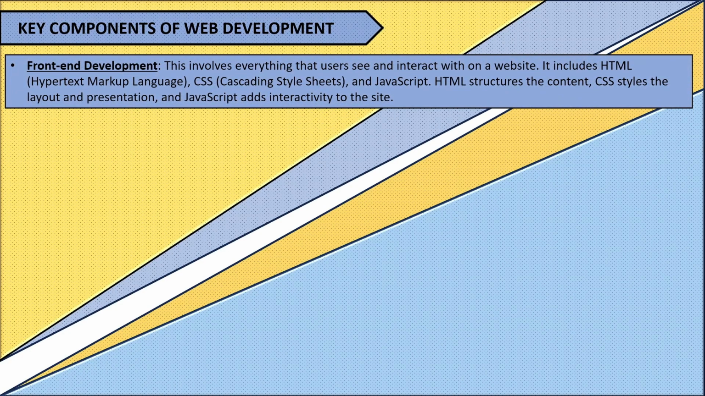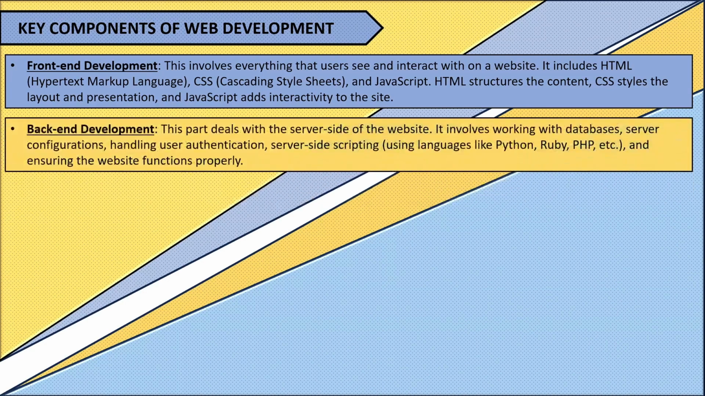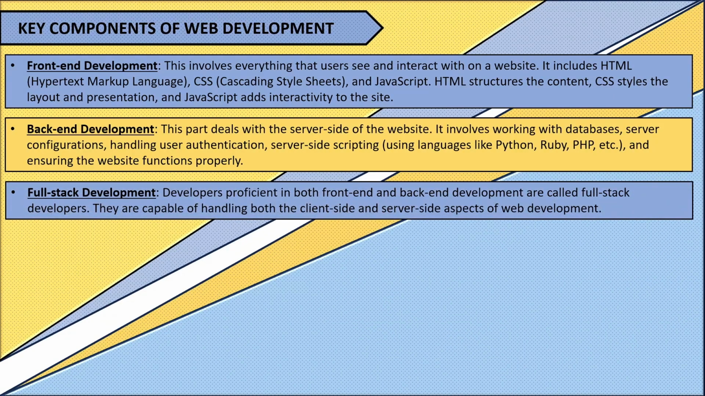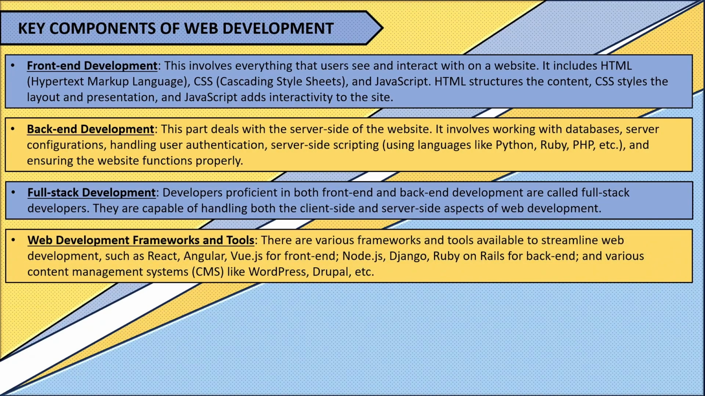All right. Then we're going to see the key components of web development. First of all, we have front-end development. This is basically the front page or service page, or you may also say about page. This involves everything that a user sees and interacts with on a website. And then we have back-end development. This is basically the server side of the website. It involves working with databases, server configurations, handling user authentication, server-side scripting, etc. After learning front-end and back-end development, when you are proficient in both of them, you will be called a full-stack developer. Then there are web development frameworks and tools.